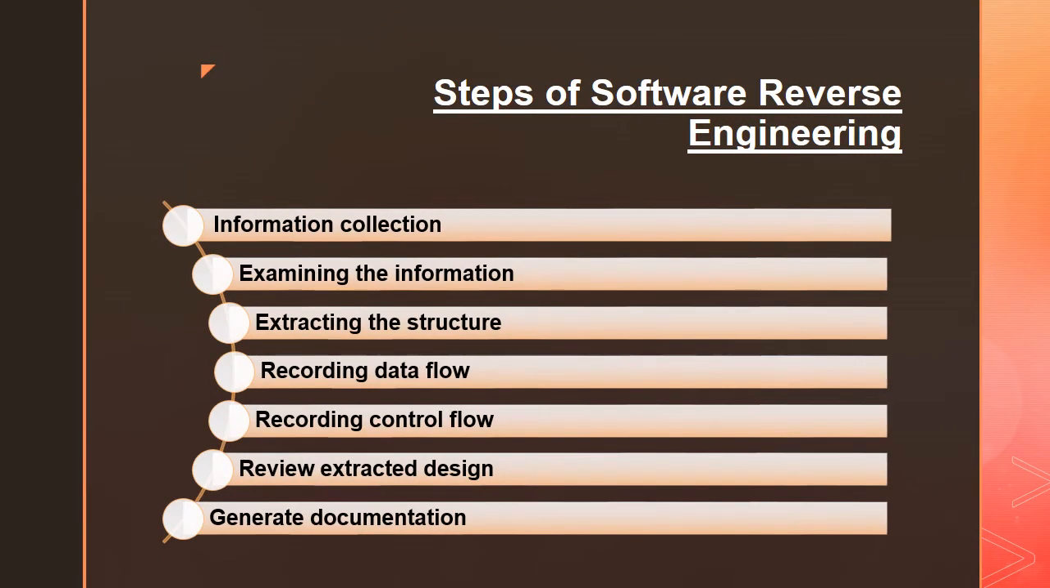Now by following all these steps, we perform the reverse engineering process. The first one is information collection. In this information collection, we are collecting all the possible information about the software related to its design or related to its coding. So all this information we gather in this information collection.